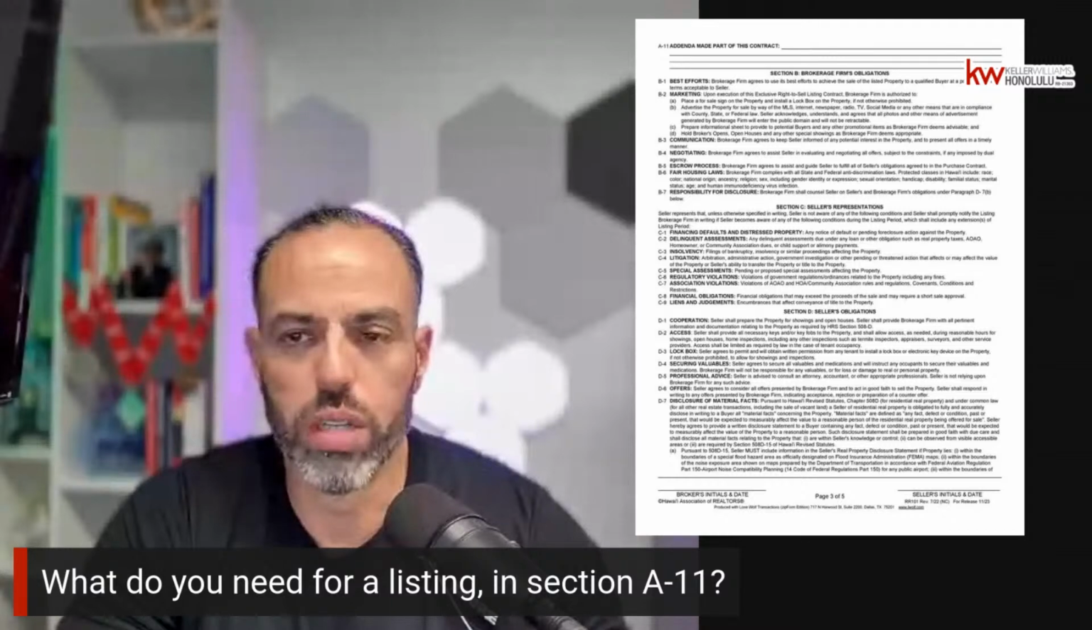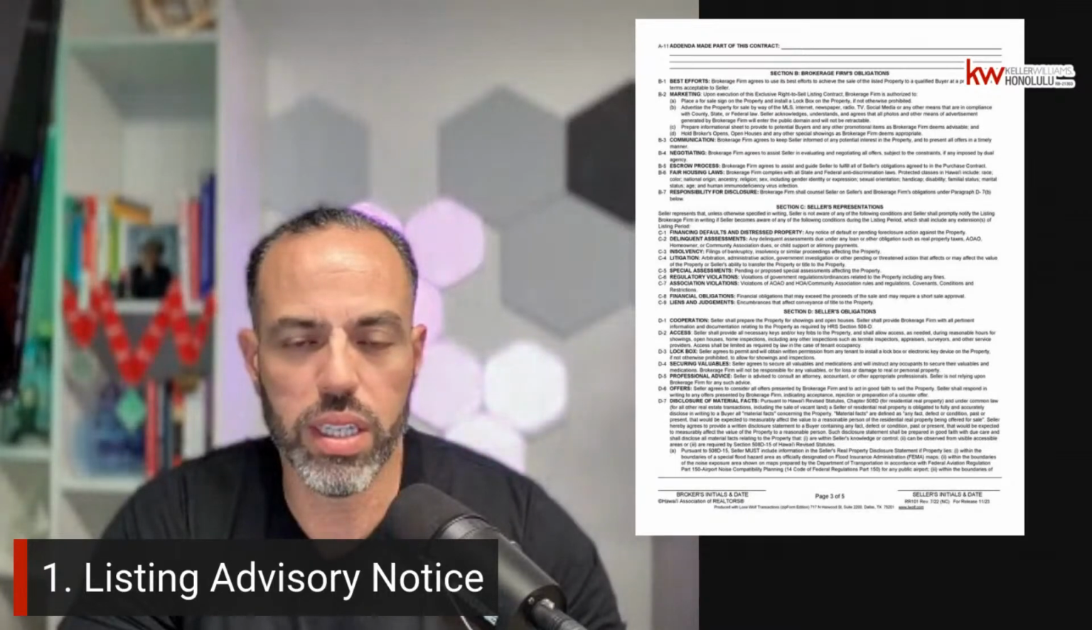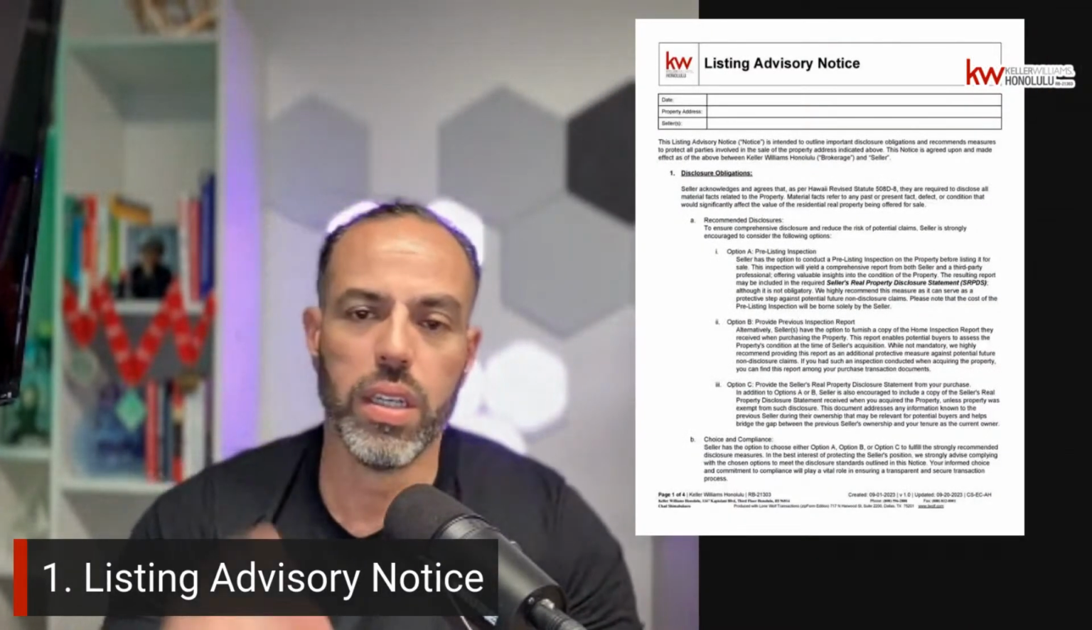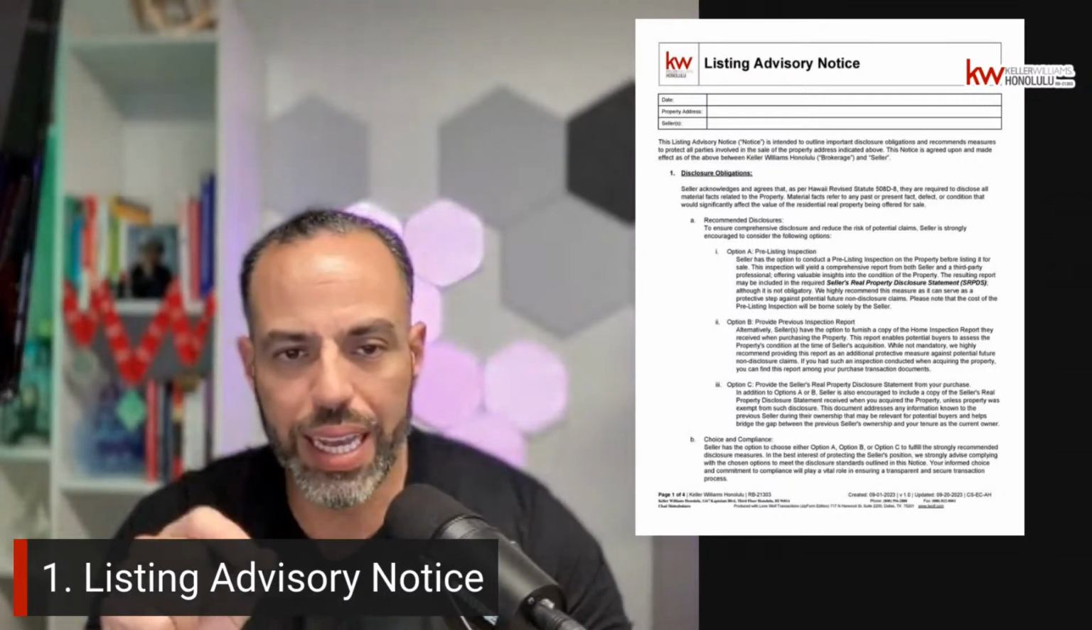We're going to talk about each one of them so that it avoids confusion. The first thing that you're going to need is the listing advisory notice. I'm going to pull this down and show you what that document looks like. It looks like this. It's a brand new document. It's already in Zip Forms under templates under the KW library.